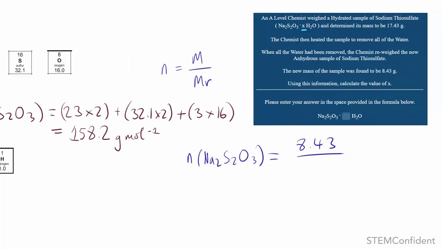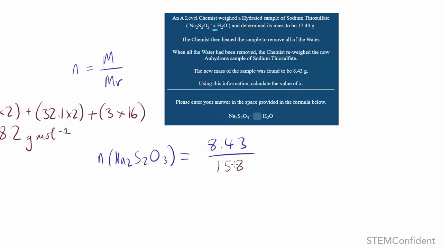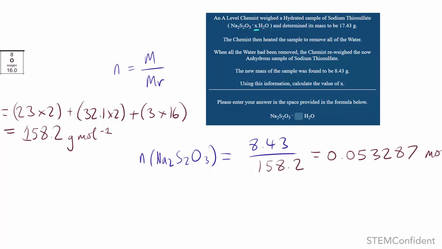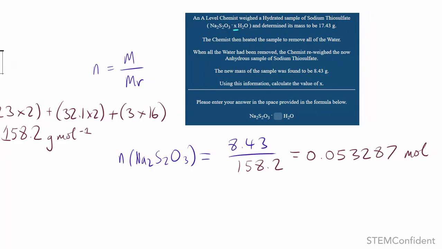All right, so 158.2. And if you do have a go at working that out, what you should find is that you get 0.053287 moles. And when we look at the left hand side, the Na₂S₂O₃, we also need the right hand side, which is the H2O component. Like, what's the number of moles of that?